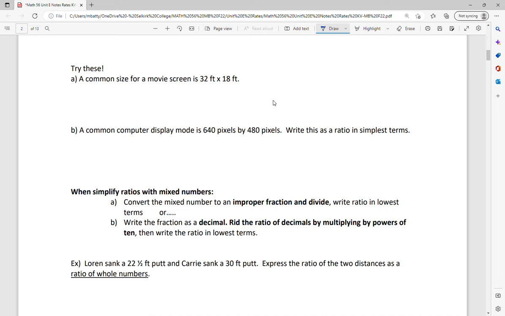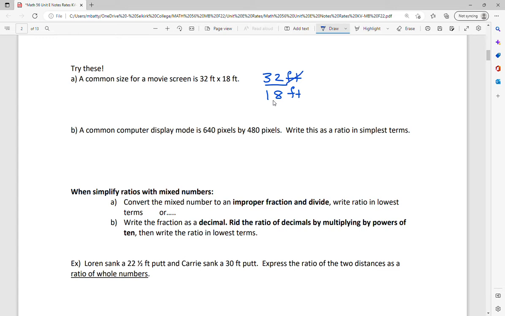It's 23 to 18, or sorry, 32. Oh my goodness, flipping numbers. 32 to 18. Nothing wrong with that, but it's not in lowest terms. It's whole numbers, that's great, but we do need to reduce this. And it's also in feet over feet. I should always write it like that.